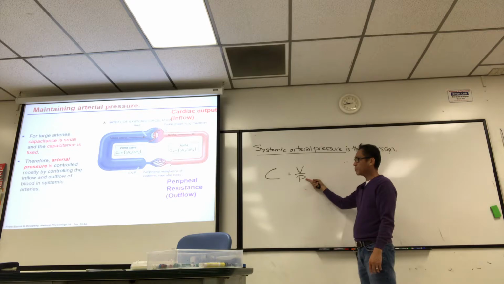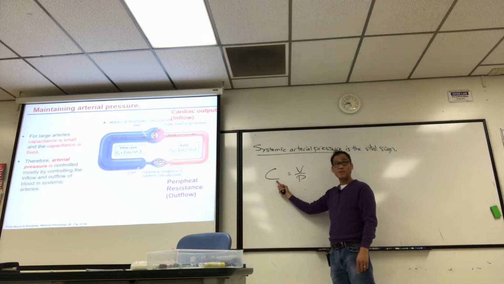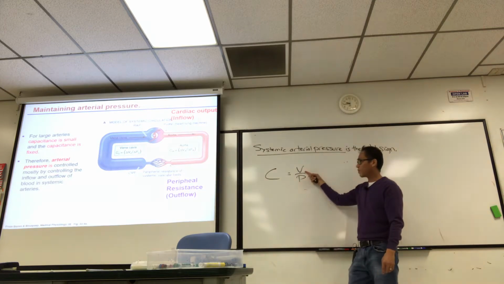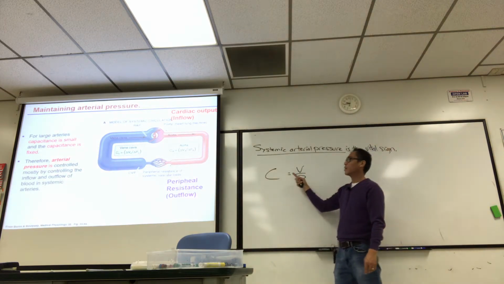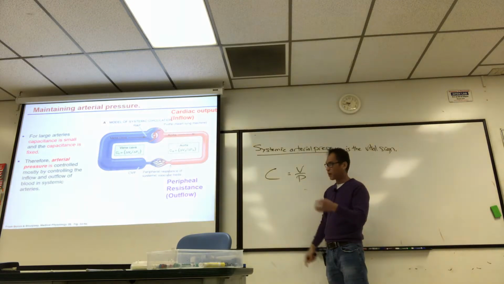What pressures did we observe in the arteries? High pressures. When you divide a small number by a high number, what do you get? You get a small number. That's the whole CVP thing, okay? The volume is small, but the pressure is high. The capacitance is small. Right, that was before the break. You can go back and look at your notes.